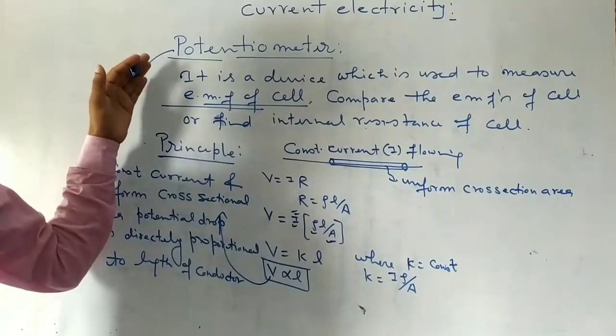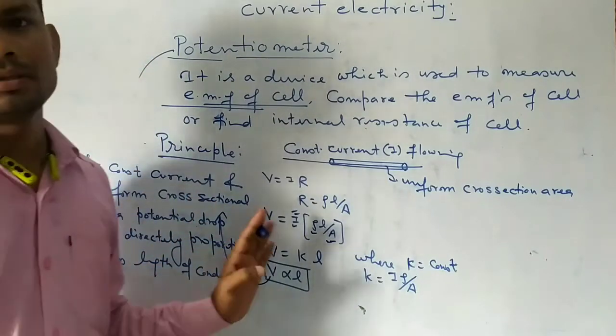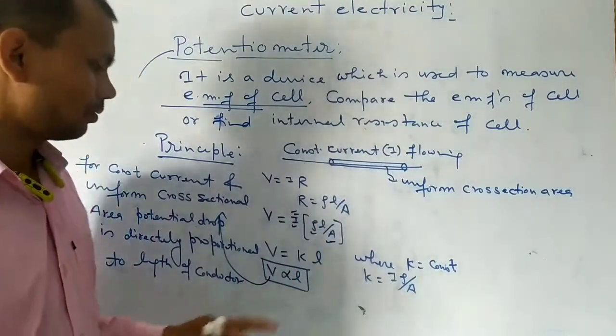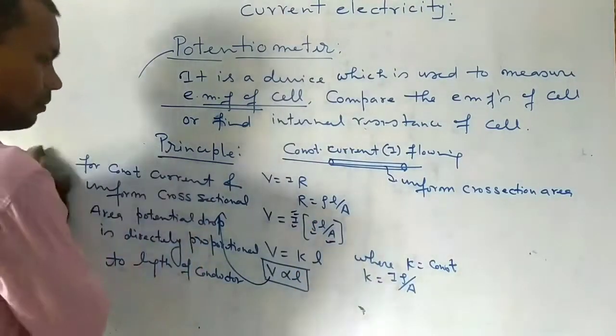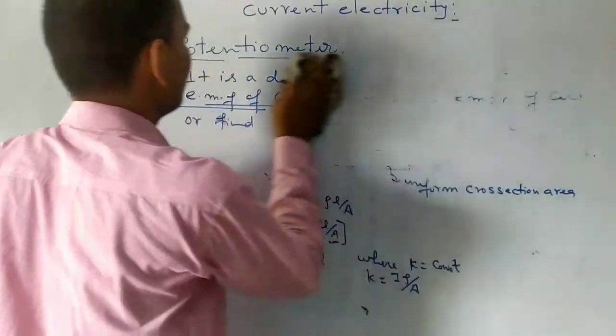So this is about the potentiometer and its principle. After this we are going to draw the graph of length versus potential drop. Then after that we will discuss the construction of the potentiometer.